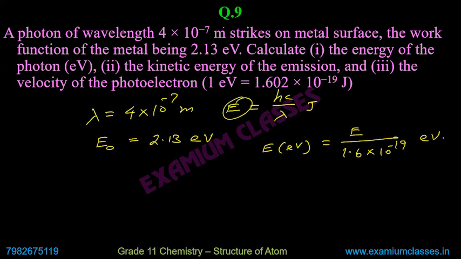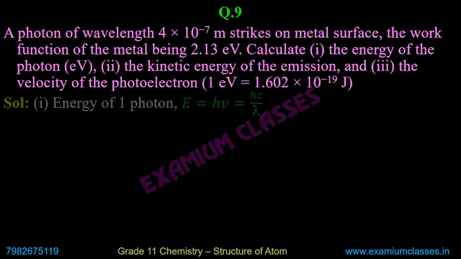If you want to convert energy in joules to electron volt, you divide it by 1.6 into 10 power minus 19. If it is in electron volt and you convert to joule, then you need to multiply by the same factor. This is basically 1.6 into 10 power minus 19, nothing but the charge on proton, or the positive of the charge on electron. So once you have both in the same units, then you can calculate the kinetic energy of the emission and the velocity of the emission.